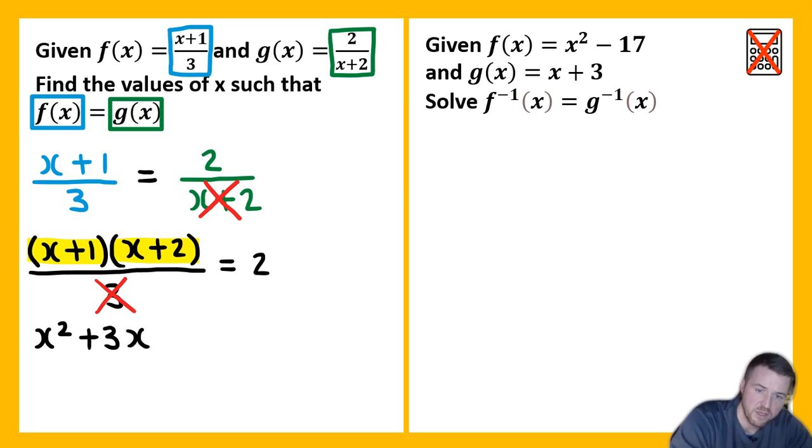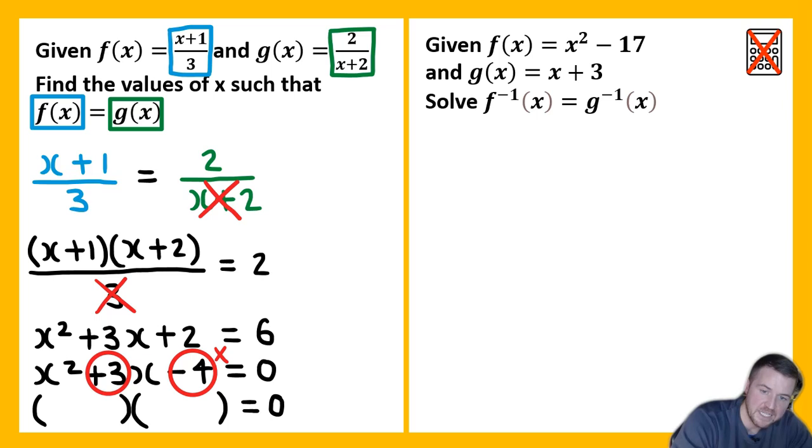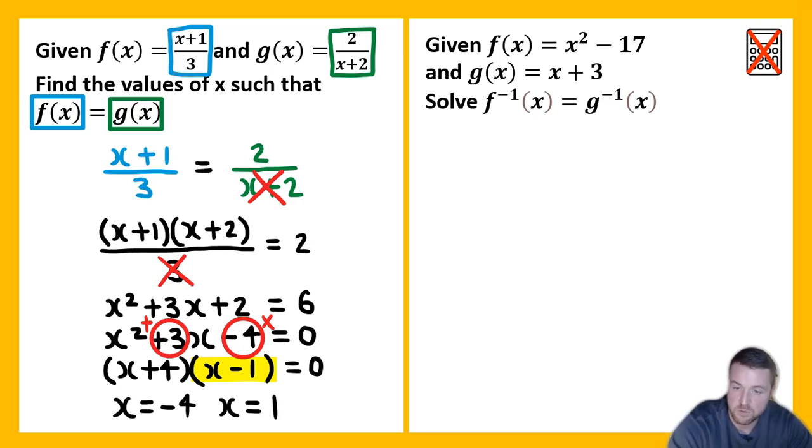Expanding the double brackets will give x squared plus 3x plus 2, and multiplying both sides by 3 will give me 2 multiplied by 3 on the right hand side, which is 6. Similar to the question covered previously, I can solve this quadratic equation by making it equal to 0. x squared plus 3x minus 4 is equal to 0, and this can be factorized before being solved. Numbers that multiply to give me negative 4, but add to give me positive 3, would be plus 4 and negative 1. When x plus 4 equals 0, x would be equal to negative 4, and when x take away 1 is equal to 0, x would be equal to 1.